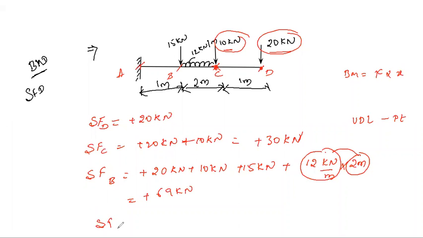Similarly, shear force at point A. If you see the right side, we have all the forces which we have already added, so it should be 69. You can add once more: 20 plus 10 plus 15 plus the UDL. If you add all these forces, you will get the same answer. Clear? If you have any doubt here, you can ask now. Does anyone have any doubt here?